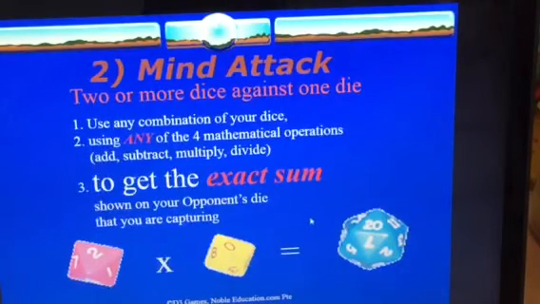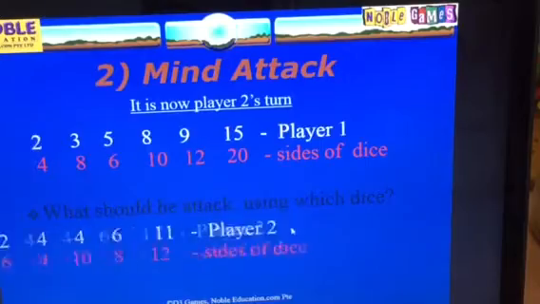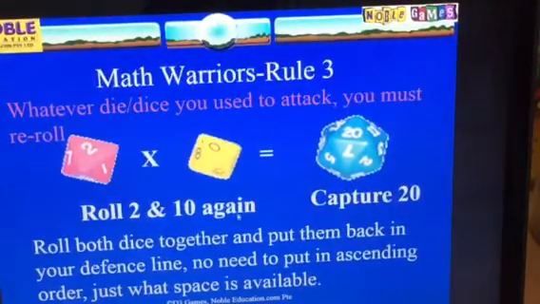In a mind attack, you are allowed to use 2 or more dice against one die to capture one die from your opponent. You are allowed to use any combination of the dice that I showed you earlier. You can use plus, minus, multiply, divide, and any of your 6 dice. You can use up to all 6 if you want. There's one requirement: you must get exactly the same number as your opponent. For example, if you're trying to capture your opponent's 20-sided die, you can use a 2 and a 10 to get 20.